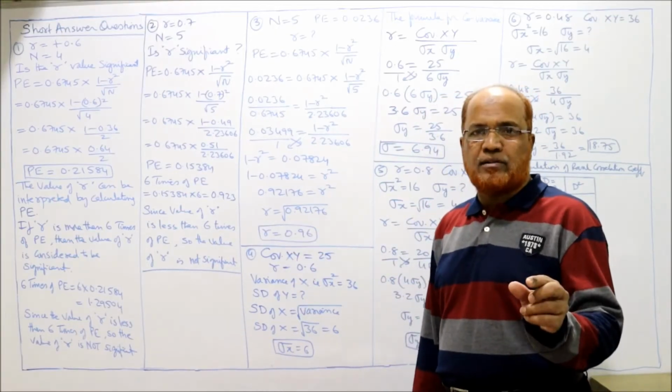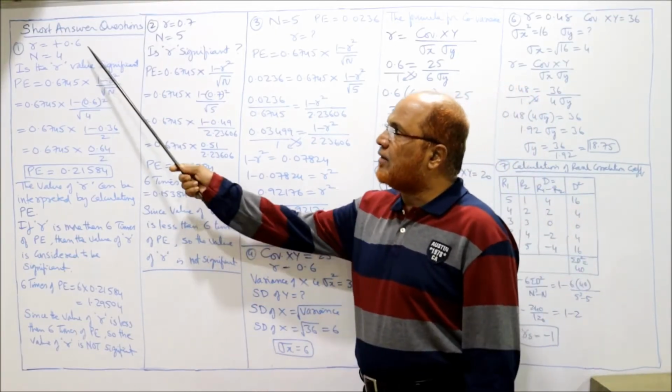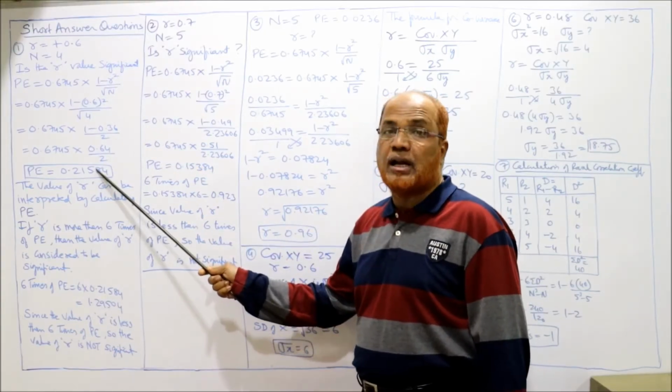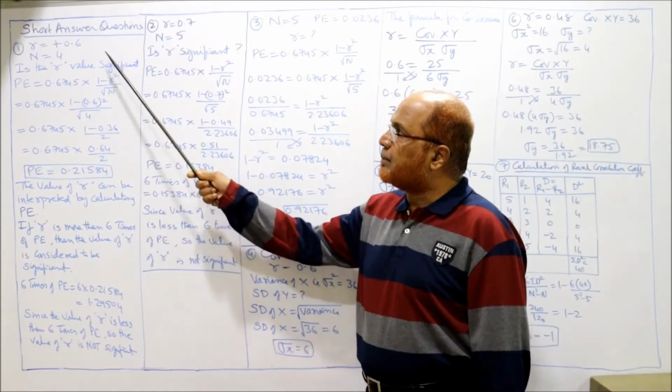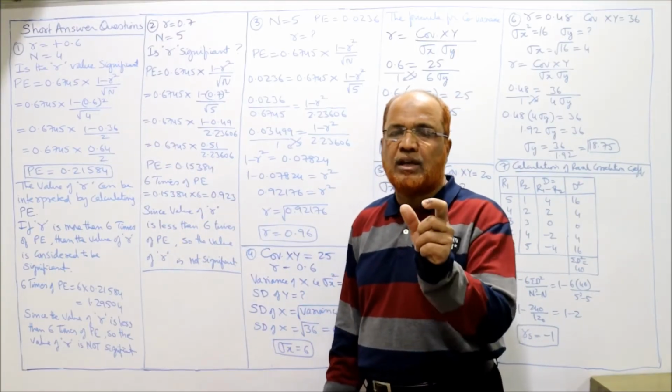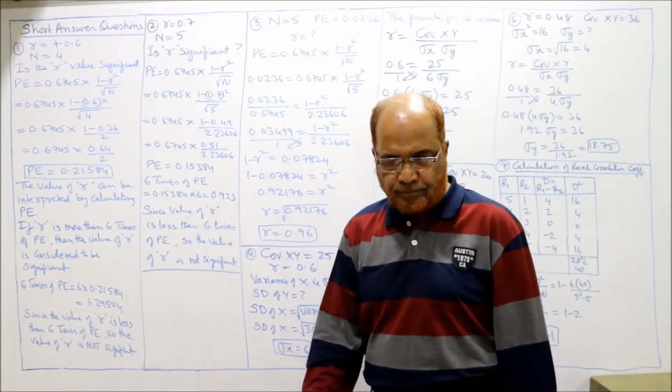You can get the limit. To this R value you add this probable error, you will get the upper limit. And subtract this value from this R value, you will get the lower limit. That will give you the limit of R.